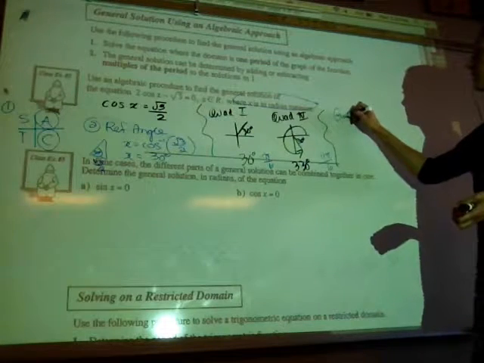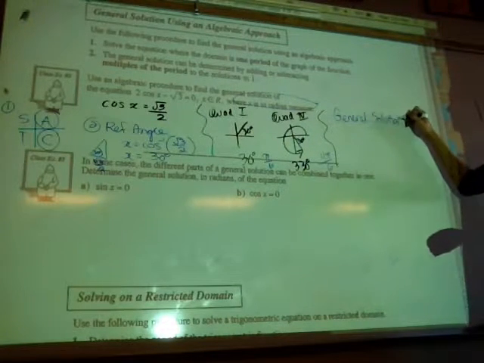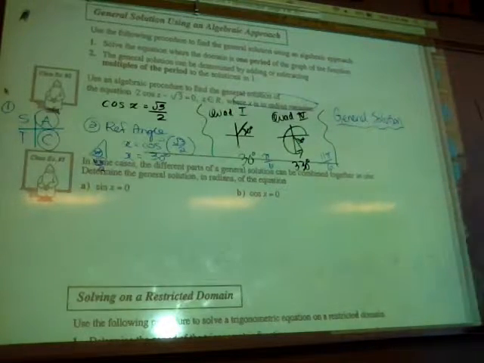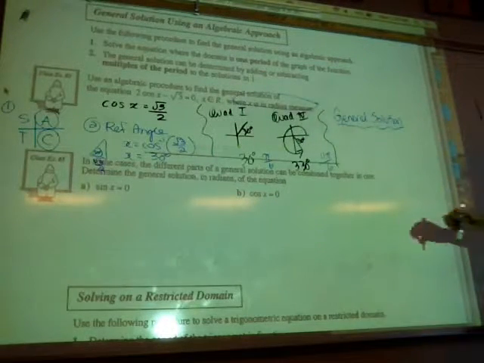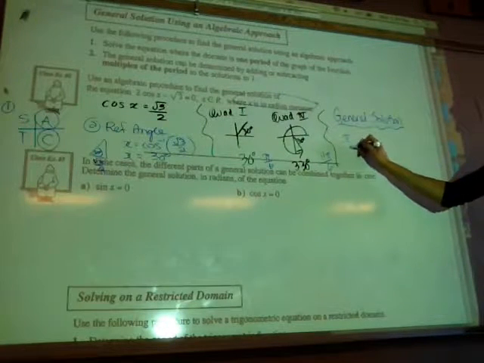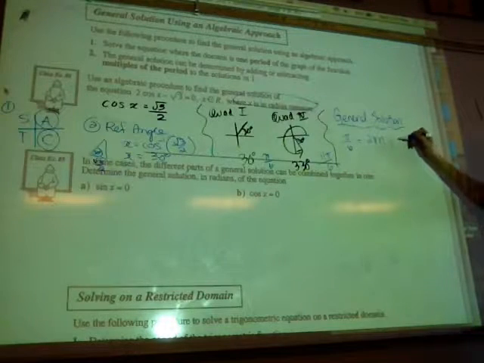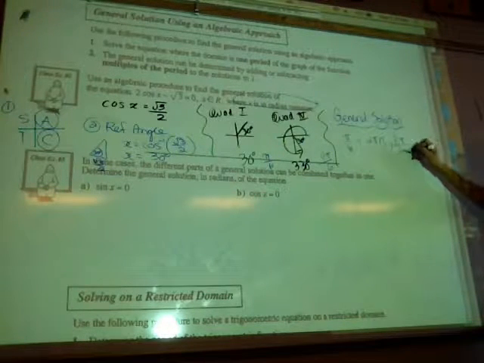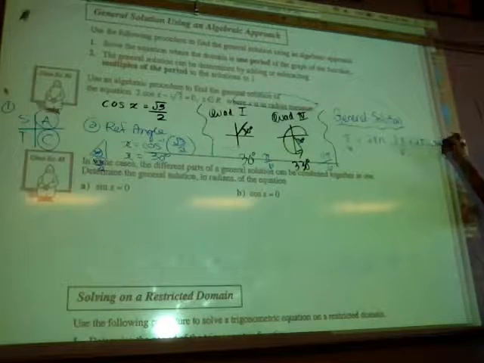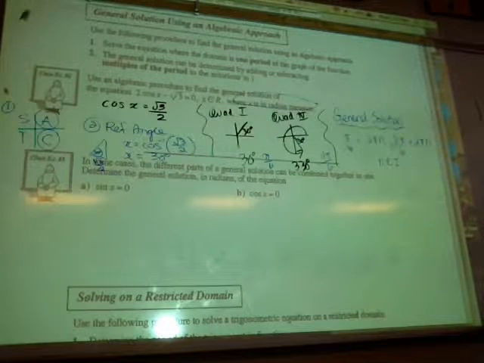Okay, but our general solution will be when there's no restriction on the domain. It's going on forever. x is an element of all real numbers. So we're going to take pi over 6 and add 2 pi n, and then 11 pi over 6 plus 2 pi n, where n is an integer. And we're good.